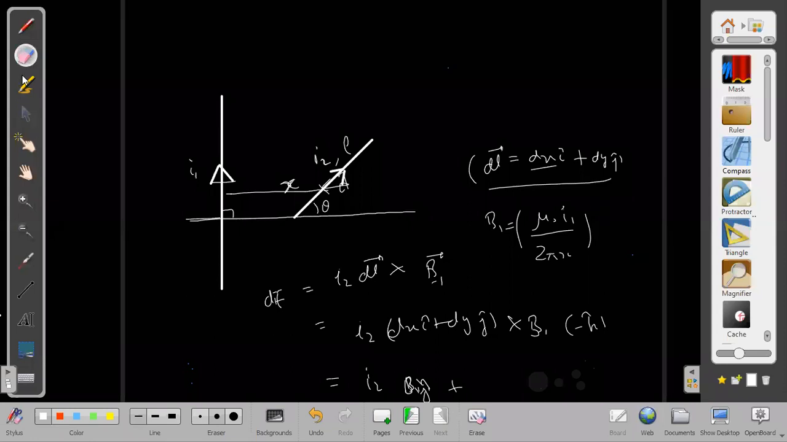Where's the length going? Length is also there. No, length is not taken care of. I2 and B1 can be taken common, it seems. What do we get next?